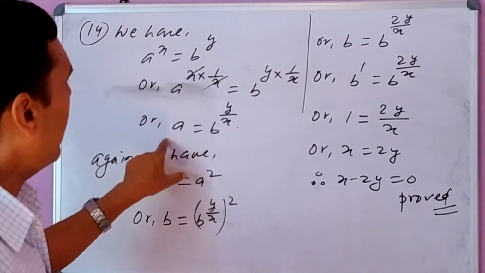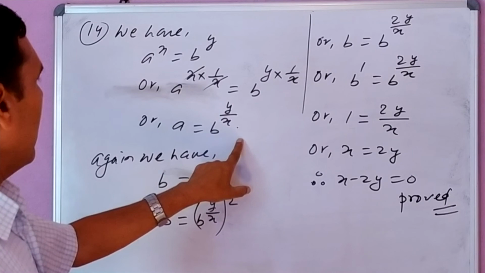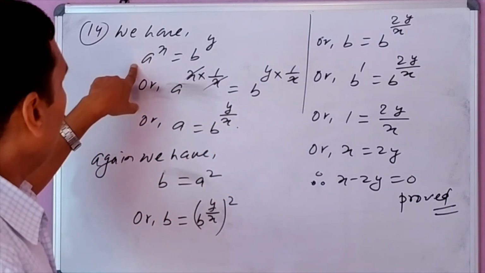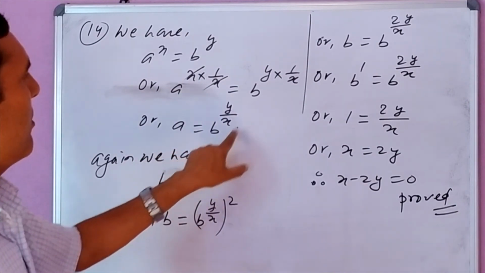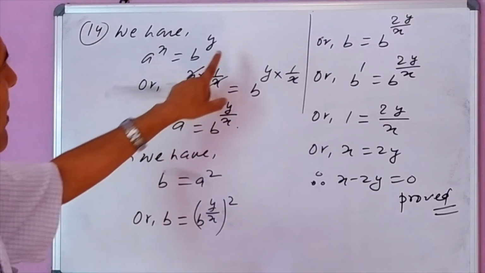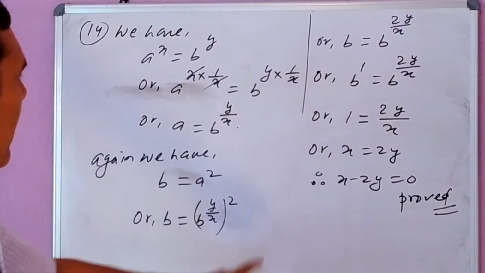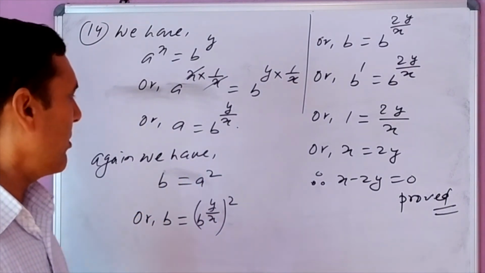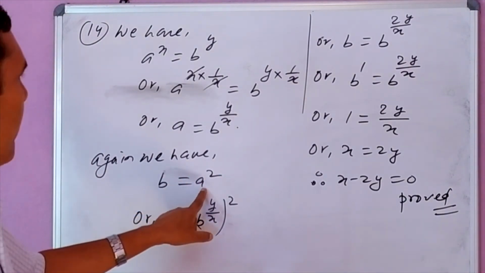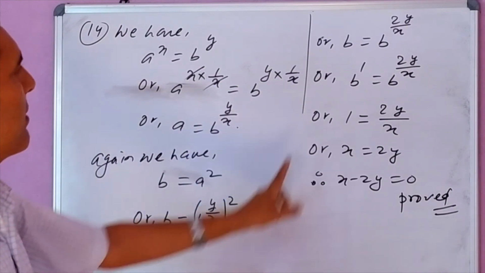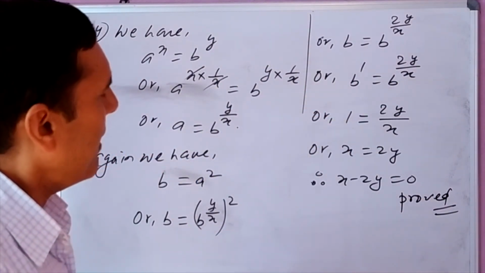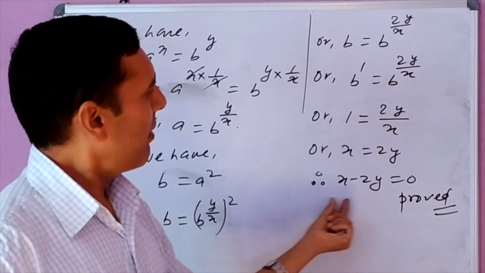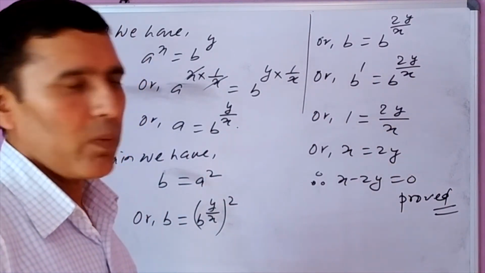This is our technique. With the help of this relation, from a to the power x is equal to b to the power y, we get a is equal to b to the power y upon x, raising power 1 upon x on both sides. And again, by using the second condition, b is equal to a square, putting the value of a as b to the power y upon x, we got the same base here. After getting the same base, just equating the power, we got the result that we had to prove.